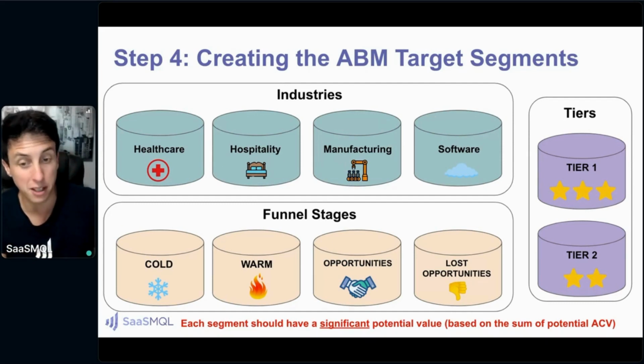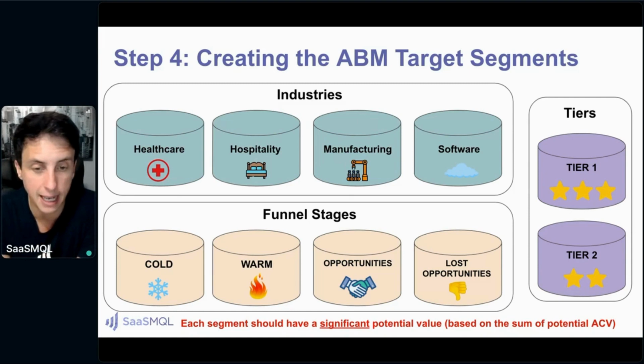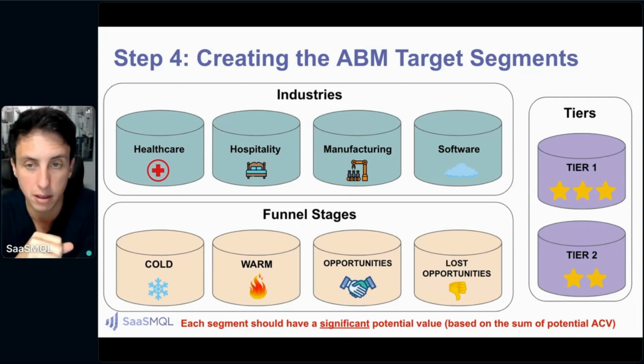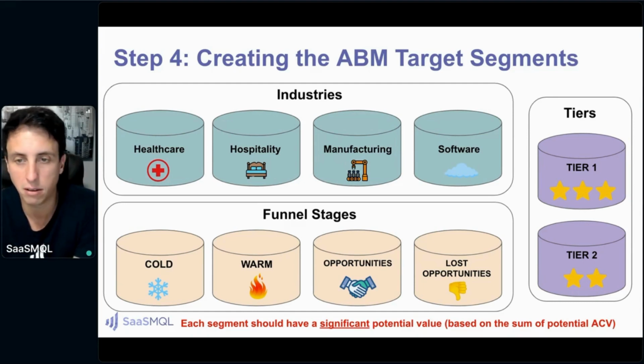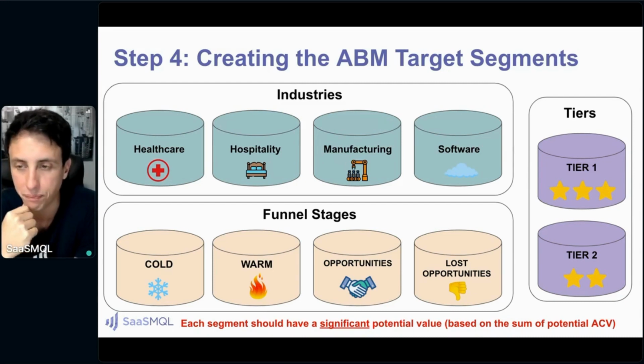And there are multiple subsets, but you want to know where your accounts are sitting in your funnel because your campaign is going to change. You're not going to target in the same way a cold account than a lost opportunity account. The lost opportunity, you're going to mention the fact that you have engaged with them in the past, and they want to look at what is new about your solution. A cold account is very different messaging, so that's why it's important to sub-segment that.